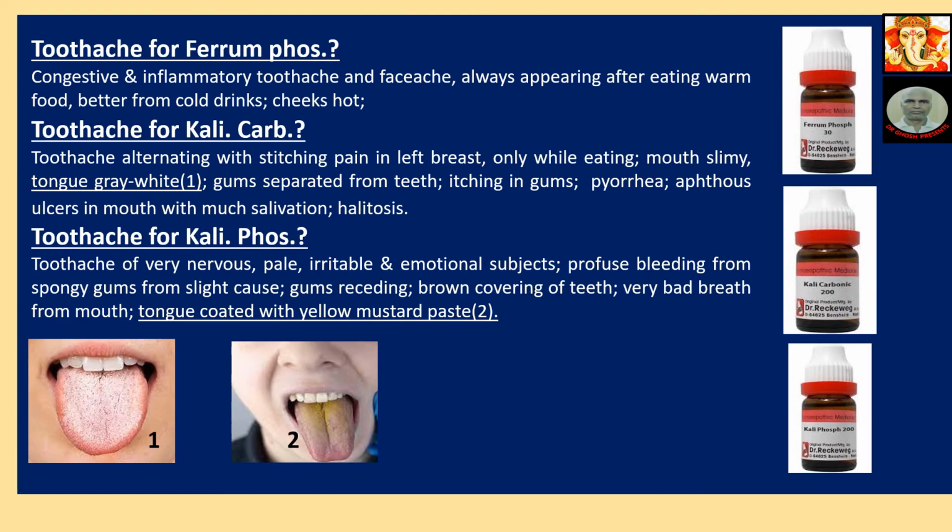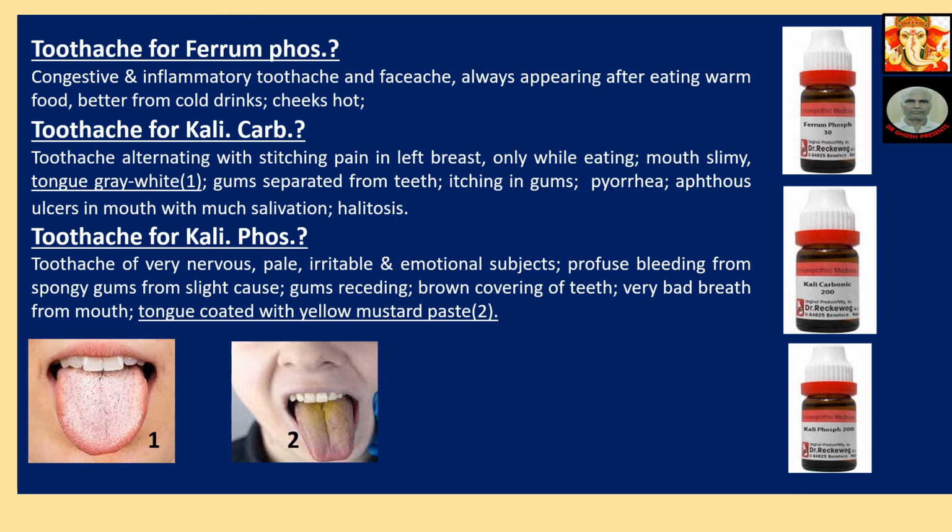Toothache for Veratrum, congestive and inflammatory toothache and face ache, always appearing after eating warm food, better from cold drinks. Cheeks are hot. Toothache in Kali carb, toothache alternating with stitching pain in left breast, only while eating. This pertains to ladies only. Mouth slimy, tongue grey white, picture 1. Gums separated from teeth, itching in gums, pyorrhea, aphthous ulcer in mouth with much salivation and halitosis.